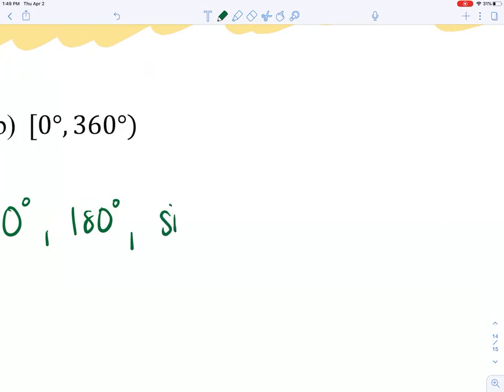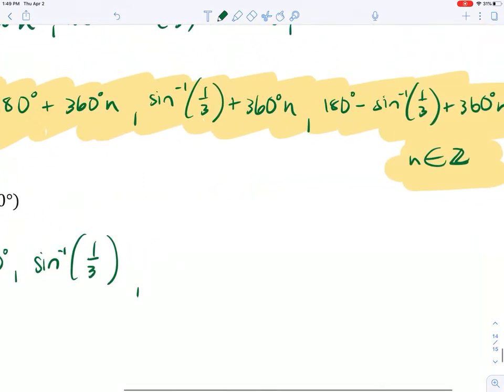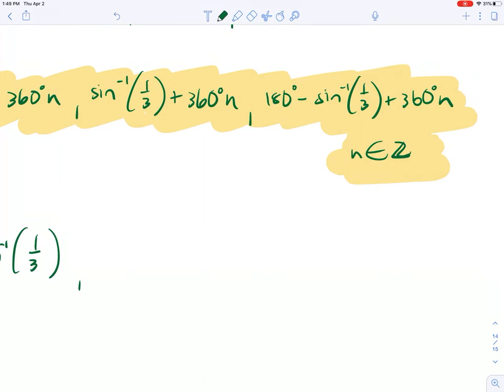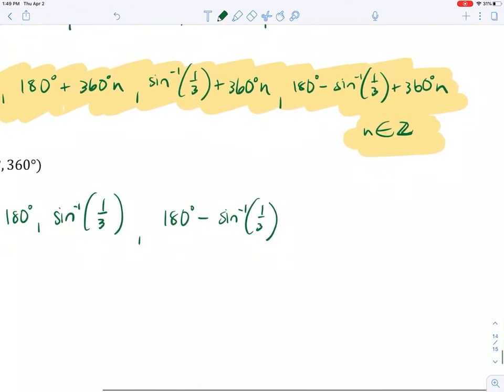If n is equal to 0, inverse sine of 1/3 is going to be an angle from quadrant 1. Okay, so that will be on the interval from 0 to 360 degrees. That's the exact value of the angle. If n is equal to 1, that would be a coterminal angle outside of the interval. And then 180 degrees minus that angle from quadrant 1 would be on the interval from 0 to 360. It would be an angle from quadrant 2, right?